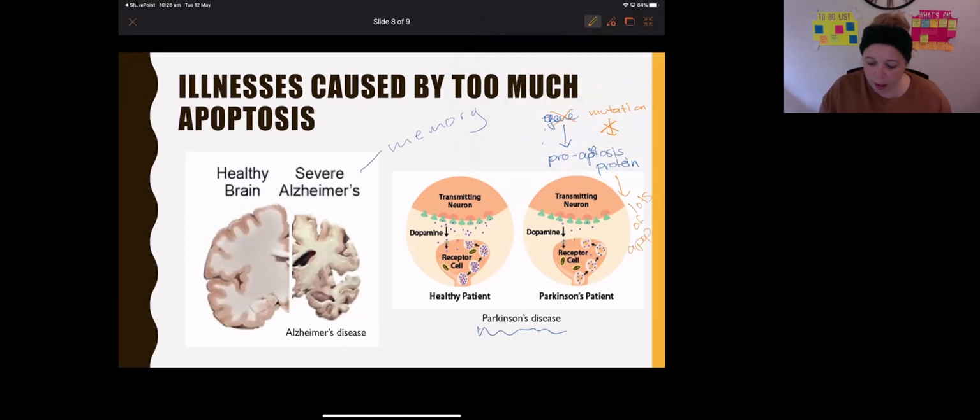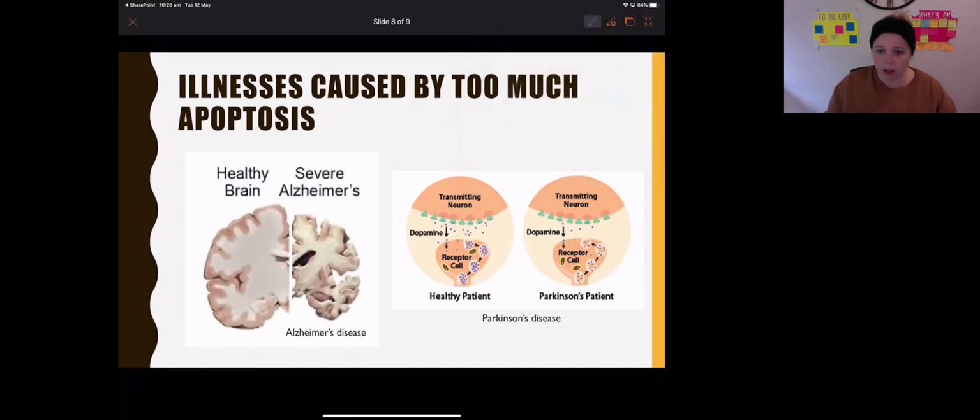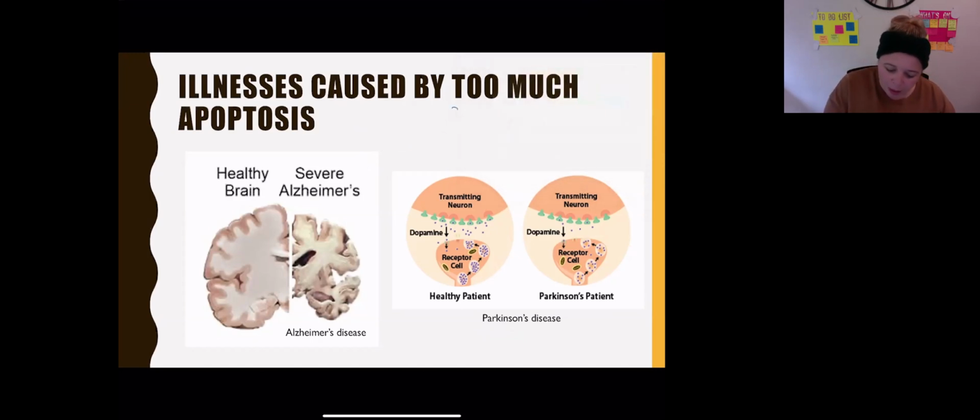Oh, sorry, it's not a pro-apoptosis protein. I was like, this doesn't make any sense. Let's try that one more time. We're going to start at the beginning. So we've got a gene that codes for an inhibitor. This is going to be much easier. And that stops apoptosis. Yeah? So you get less apoptosis normally.